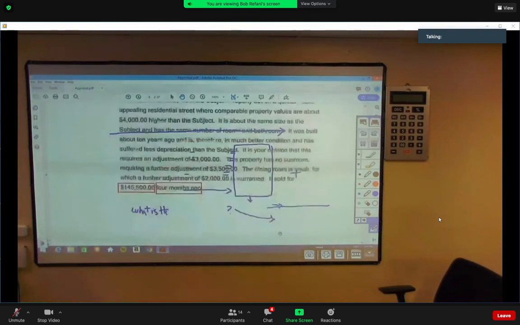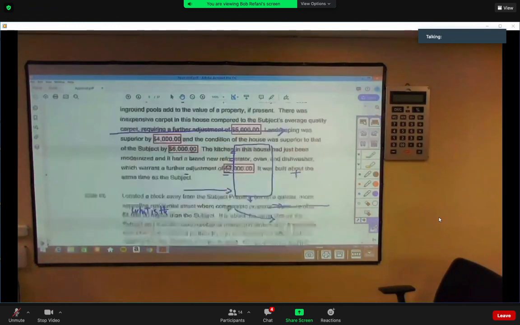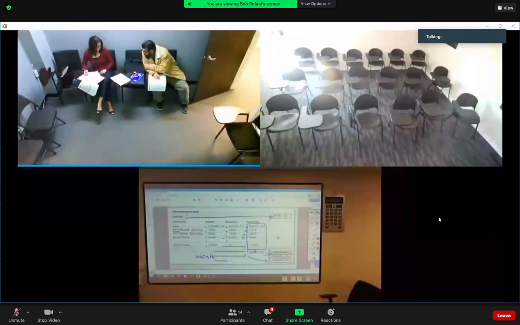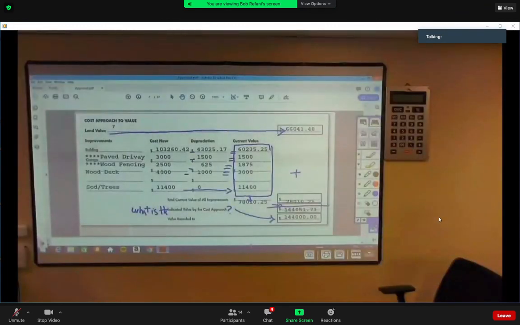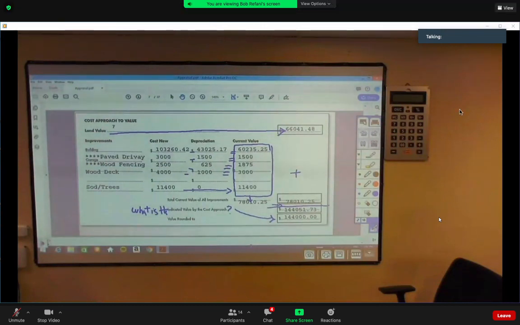Sorry, let me go back. Yeah, 15 is effective, 15 is remaining, so the total is 30. Second page. Effective: if you go to the first page, at the bottom of the page, it says that 25 years is the actual age. This is the cost approach. So with the cost of a property, you find a value.